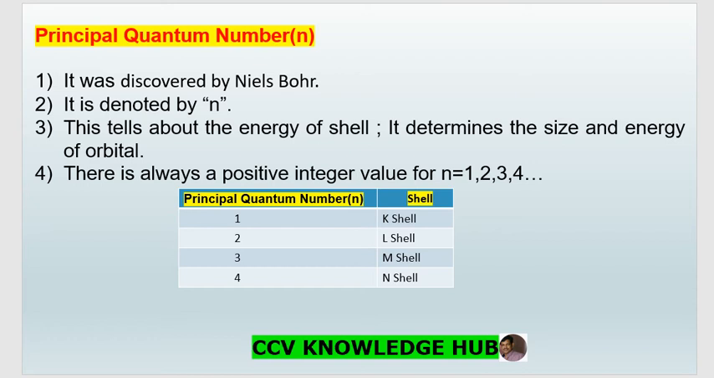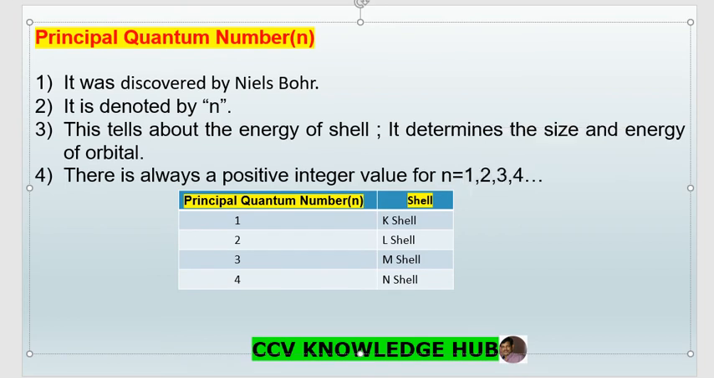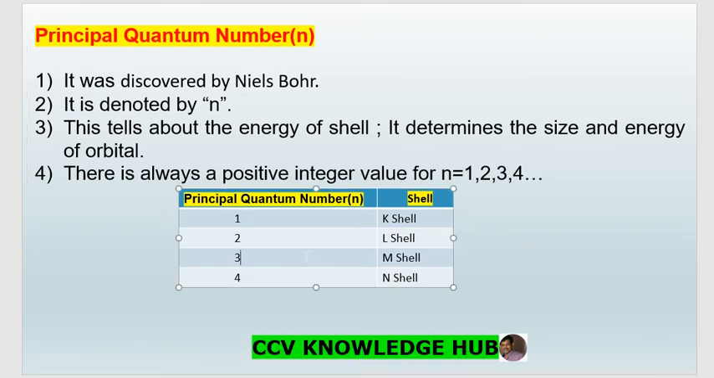What are the values of principal quantum number? The values start with 1, 2, 3, 4, and so on. If you see principal quantum number n equal to 1, it indicates the K shell, and principal quantum number 2 indicates the L shell. Likewise, 3 indicates the M shell, 4 indicates the N shell.